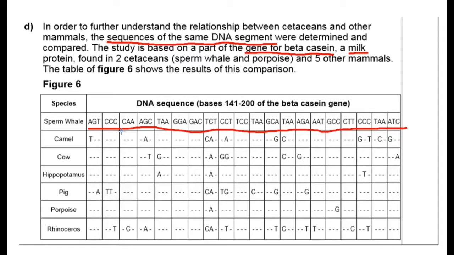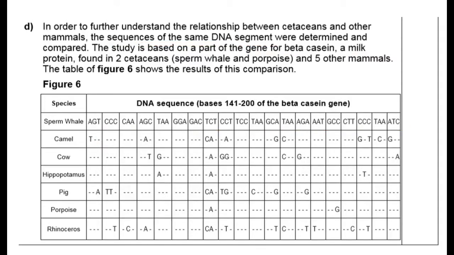How does this table work? Well, basically for the camel, when you've got lines like this, it means it's the same. So you need to imagine that here would be C, C, C. And when you've got letters, it's when you have a difference. So we simply have to count the differences.